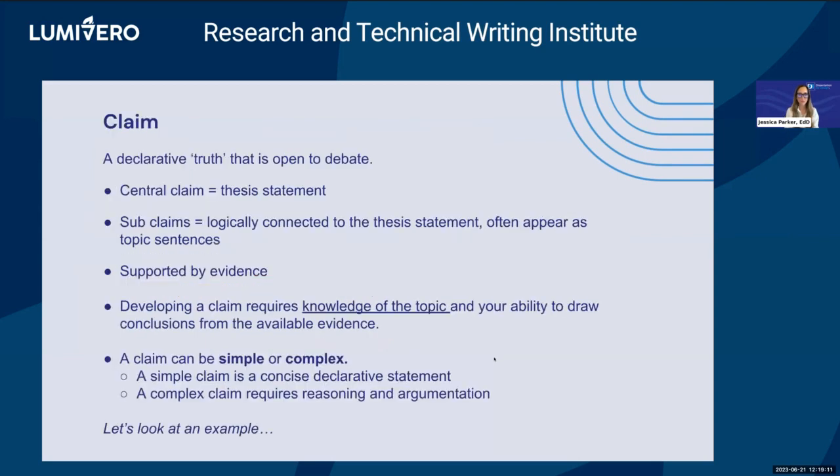Before I give you the example, I want to break down a claim in case you missed yesterday's presentation. A claim is just a declarative truth that's open to debate. The central claim is sometimes called the thesis statement. Then you have subclaims, which can be topic sentences for body paragraphs, although you might have one claim that covers the information across several paragraphs, depending on how much evidence you have. Claims must be supported by evidence.